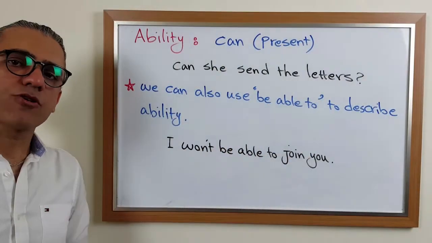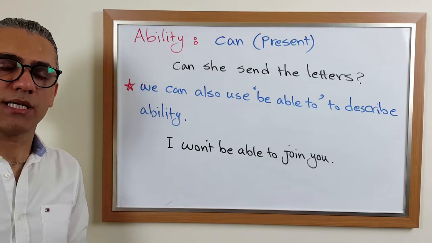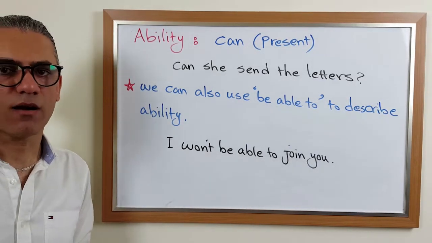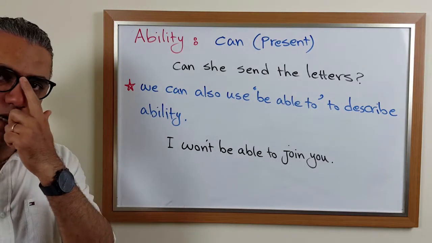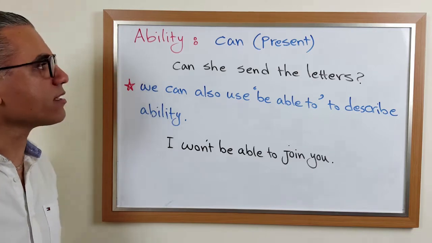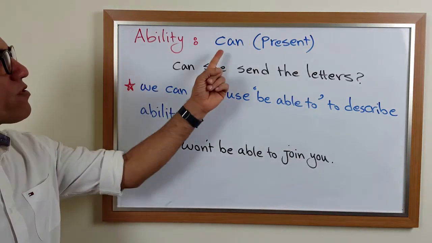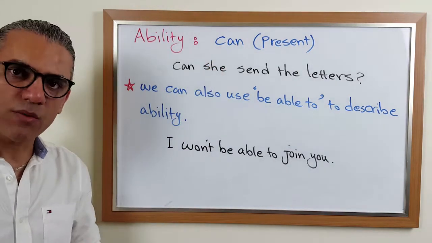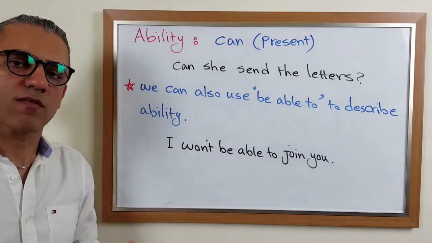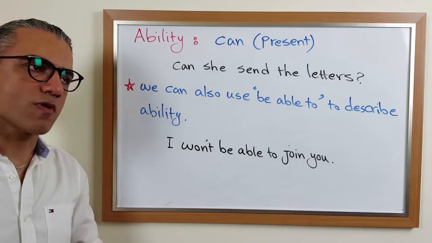Okay, the first function we want to discuss is ability. And remember, today we are talking about the present tense of these functions. Next week, we're going to talk about past tenses in these functions. So we use can to describe ability in the present time. For example, can she send the letters? It means, does she have the ability to send the letters?